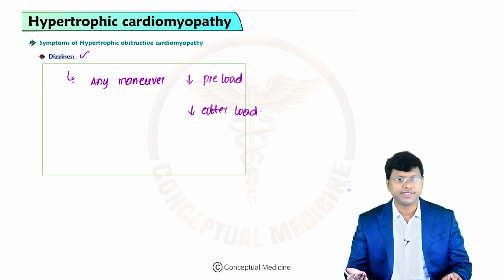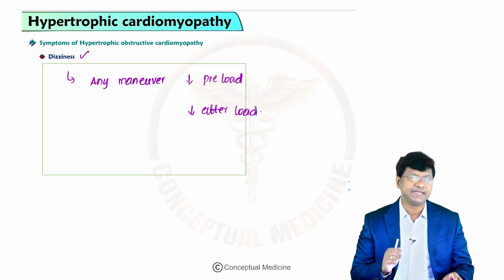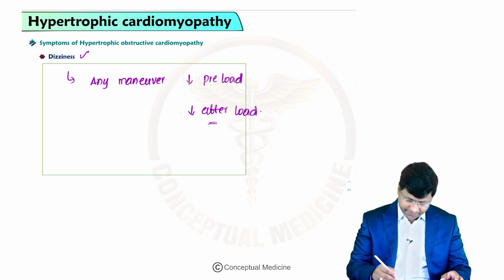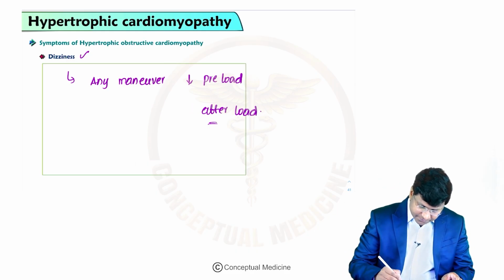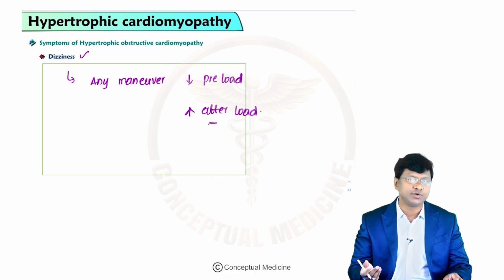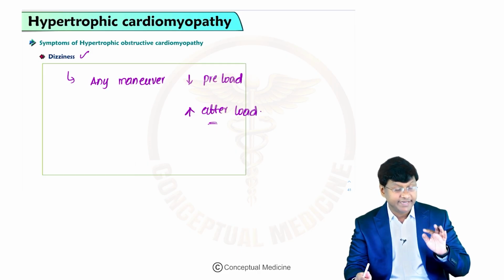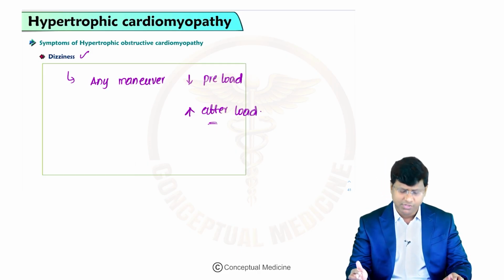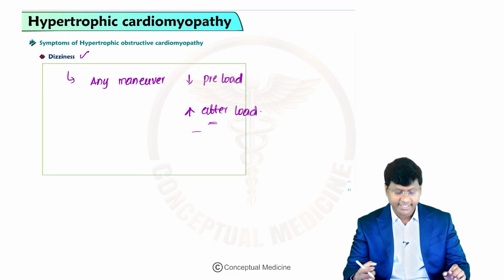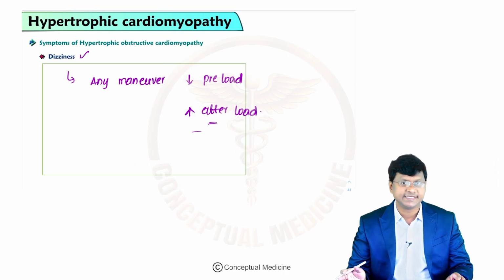So what are the maneuvers which will decrease the preload? Standing from supine position can decrease the preload. And what are the maneuvers which will increase the afterload? Any maneuver which increases the afterload will cause decrease in cardiac output, and thereby there will be decreased perfusion to the brain, resulting in dizziness. Such a maneuver is the hand grip, which can increase the peripheral resistance and thereby increases the afterload. So this is about the dizziness.